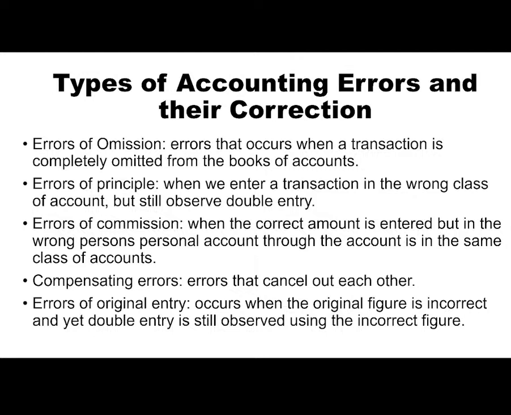Then we have compensating errors. Errors that cancel out each other. Then we have errors of original entry. So this one occurs when the original figure is incorrect and yet the double entry is still observed using the incorrect figure. I hope we are together up to there.